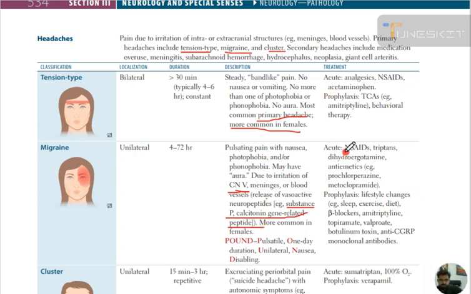So acute cases can be treated with NSAIDs, triptans, dihydroergotamine, antiemetics, prochlorperazine, metoclopramide. Prophylaxis can be given as lifestyle change, sleep, exercise, diet, beta blockers, amitriptyline, topiramate, valproate, botulinum toxin, anti-CGRP monoclonal antibody.